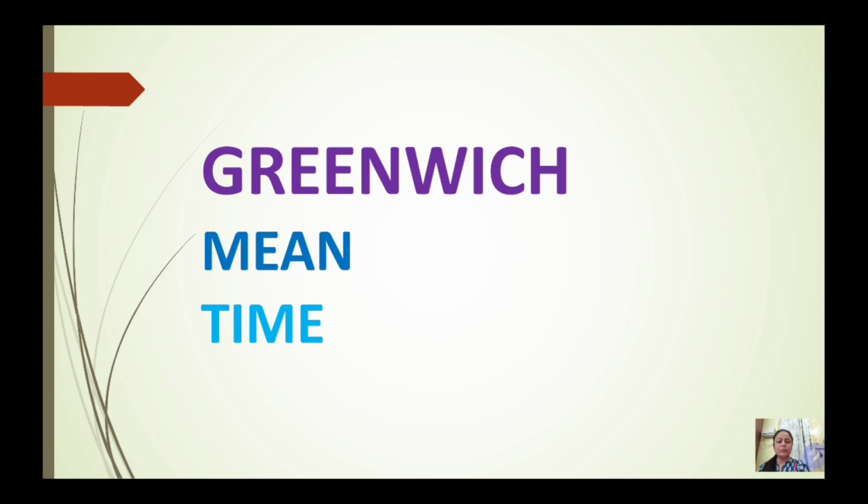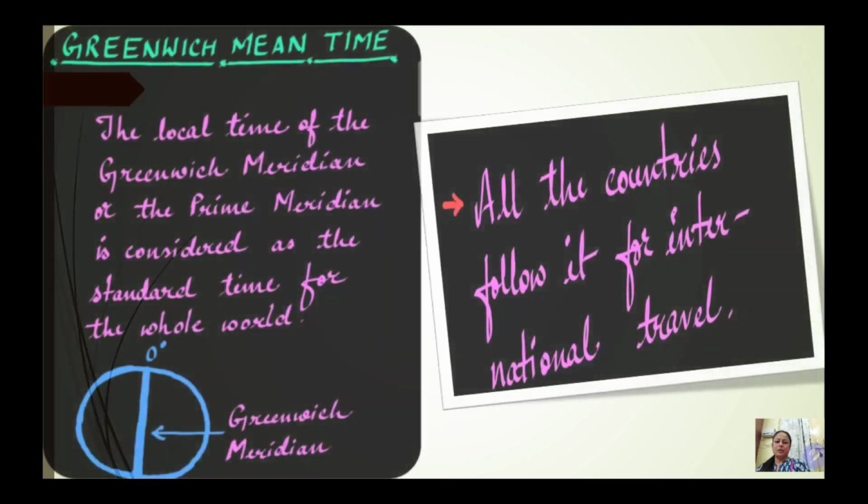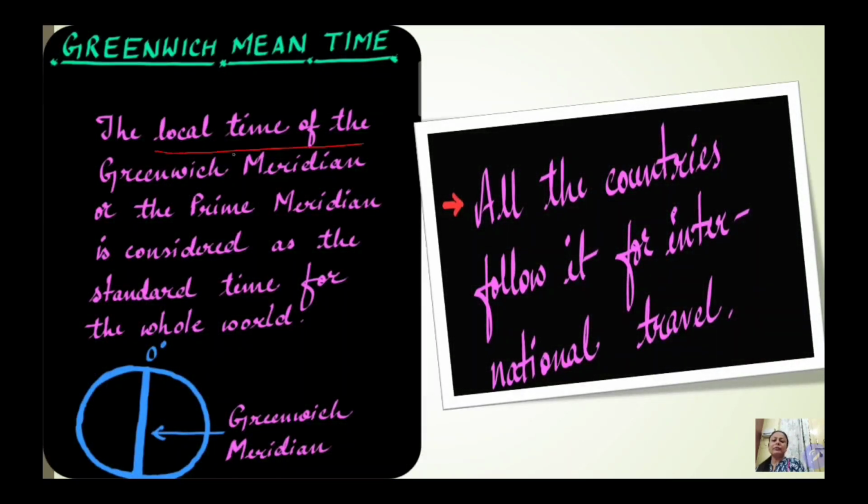So let's learn about Greenwich Mean Time. The local time of the Greenwich meridian or the prime meridian is considered as the standard time for the whole world. Now students, as in case of standard time, we follow the central meridian of the country. In case of Greenwich Mean Time, we follow the prime meridian. This is the central meridian of the whole world. So we calculate the average time from here, and that is the Greenwich Mean Time.